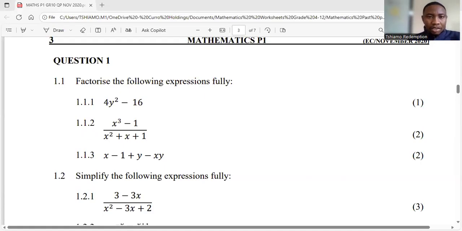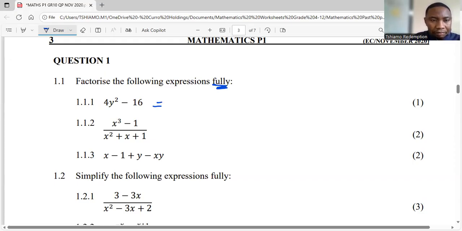Okay, guys, let's look at this question paper 1. Let's start with factorizing. Question 1 is always factorizing or simplifying. So look at it. Here, factorize the following expression fully. So make sure you have factorized it fully.